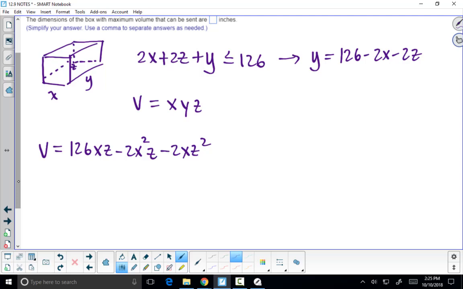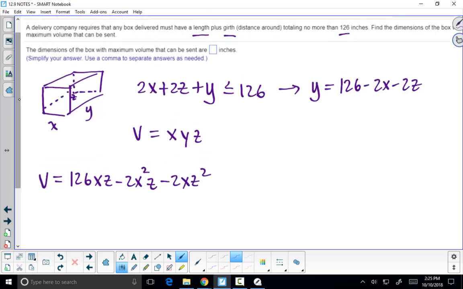So where did you get the top equation from? That we were told right here. The girth is the measurement around, and the way I've labeled this is x plus y plus x plus y to go all the way around the box, and then y is going to be the length.